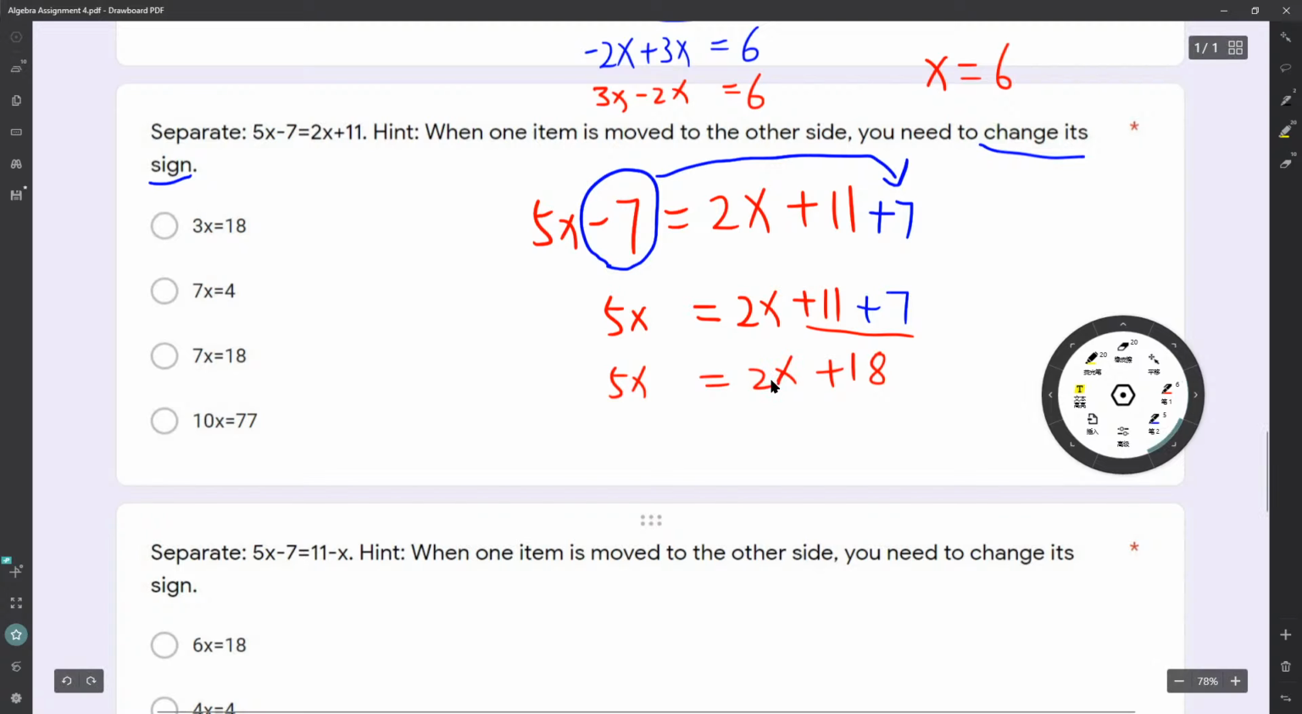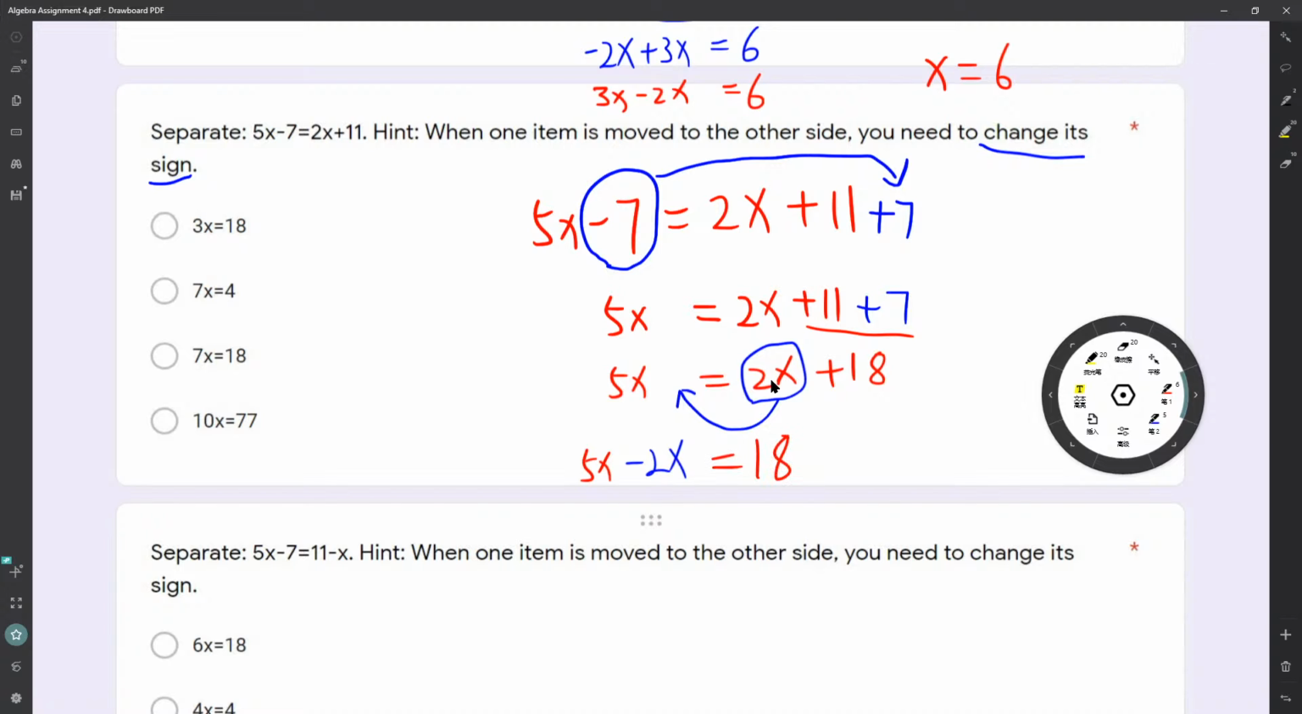We have one thing to separate because it's x and 18, they are still mixed together. So let's separate this 2x. Let's move it here. As you can see, when you move it, this will become a negative 2x. So we will have 5x negative 2x equals 18. The 18 is left here. So 5x subtract 2x, 3x, right? 3x is 18.